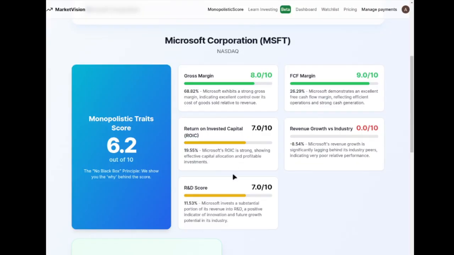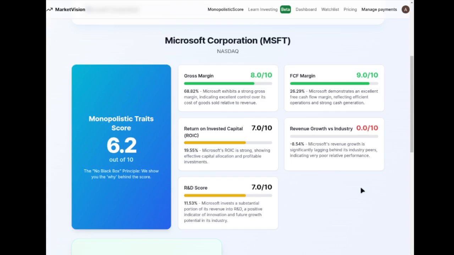R&D score. Microsoft is in an industry that is dependent on R&D spending. So we get their R&D as a percentage of total revenue. Too much R&D can be as bad, if not worse, than too little R&D. And so my algorithm has given them a 7 out of 10 rating for that.